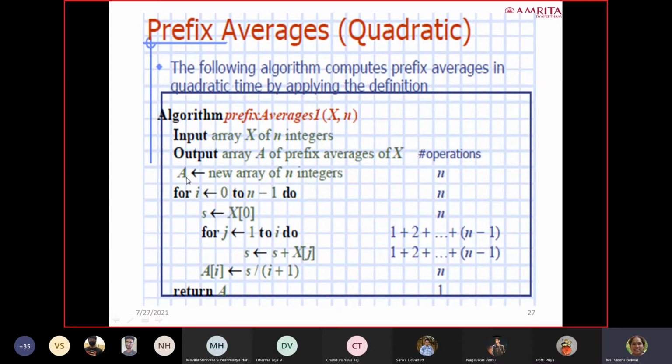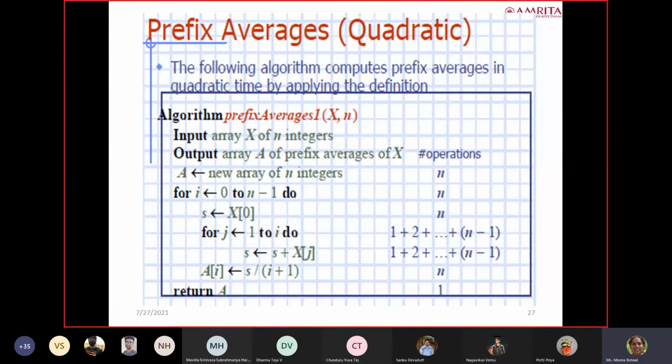The first line, when array gets assigned with a new array of n integers, there are n operations involved, right? So we are just considering that you are going to access n integers of array A. So you say there are n operations. And this loop is going to run n number of times. And when this loop runs, every time the value of i changes, right?